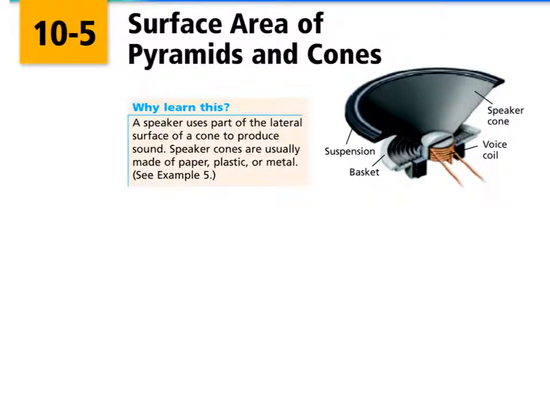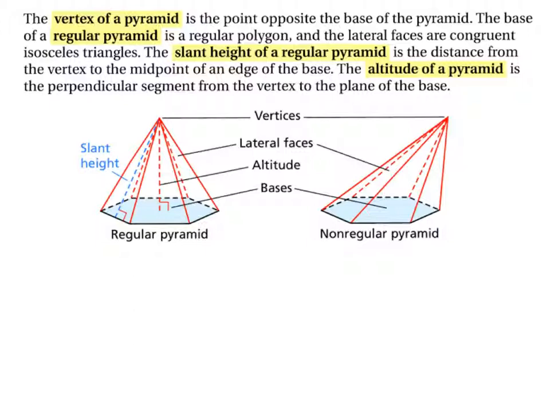We are now in section 10.5, covering surface area of pyramids and cones. All right, so if we look at these two pictures first, you're either going to have a regular pyramid or a non-regular pyramid. So what does a regular pyramid mean? It means that the base is a regular polygon and all of the lateral faces are congruent isosceles triangles. That's important. A regular pyramid has a regular polygon as its base and the lateral faces are congruent isosceles triangles.